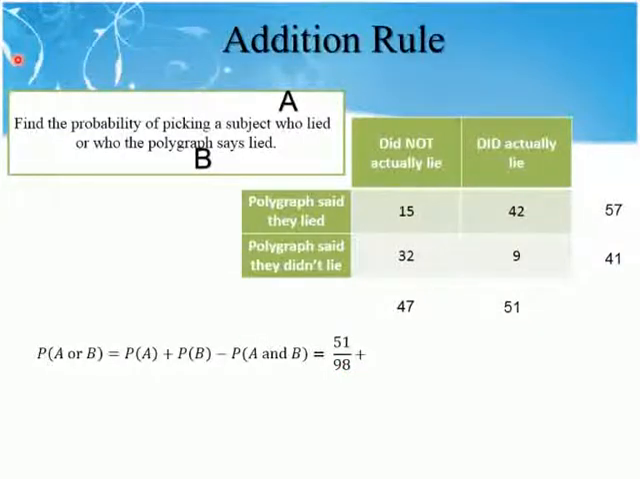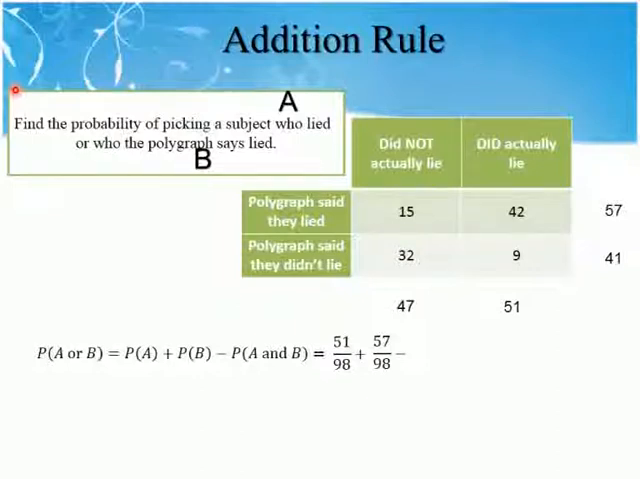Now the probability that B happens will be similar. B is the polygraph says they lied, so the probability will be the number of people who the polygraph said they lied divided by the total number of people in our survey. So the probability that B happens is 57 divided by 98.